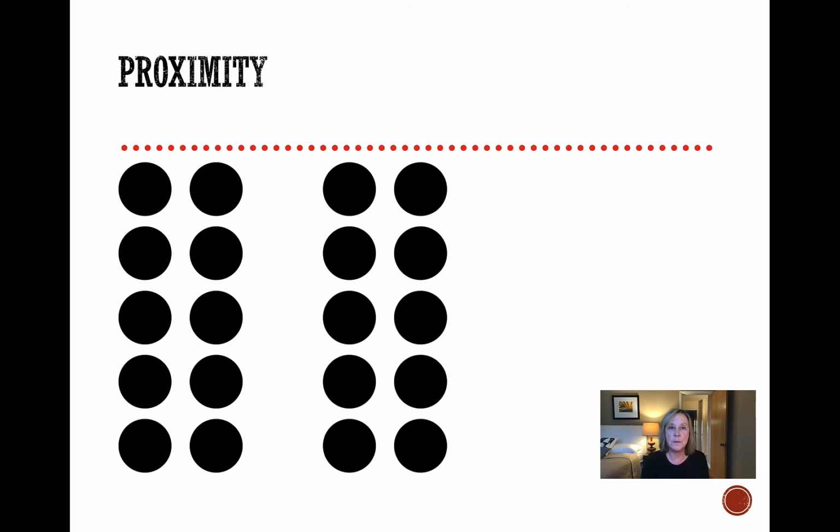Here's another example. Your brain organizes these into 2 separate columns of dots, not 4 columns of dots, because of the space. Now, you remember I talked in my lecture on proximity about how white space is integral to creating proximity. And here is that principle in action. There's white space between the columns, and that white space is creating these 2 separate visual columns that we see made out of the same shape, black circles.